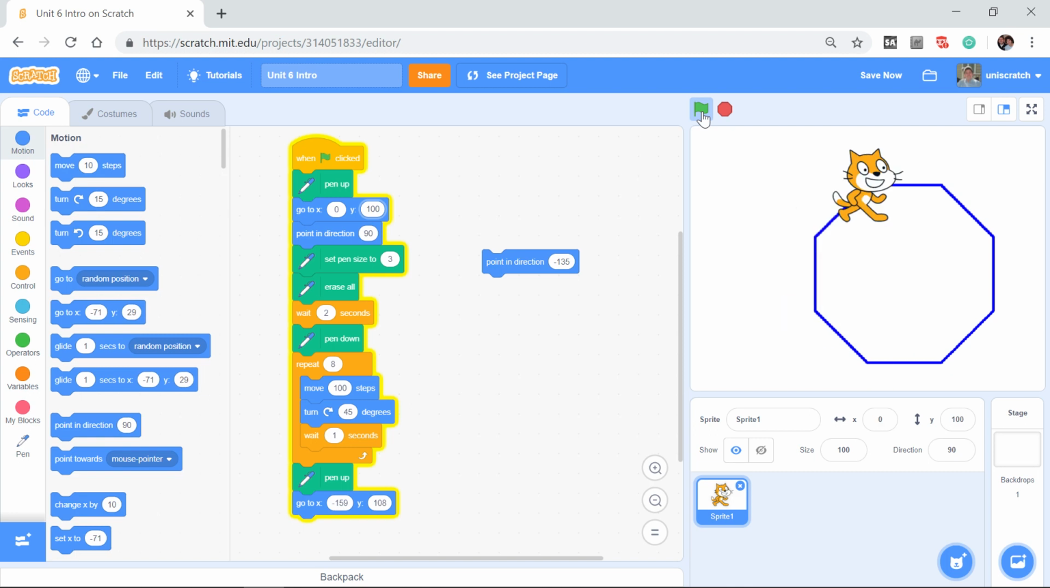And so now we get this nice octagon. Okay? And if I want to do a six-sided figure, a hexagon, 6 sides, it turns out I can do 60 degrees.